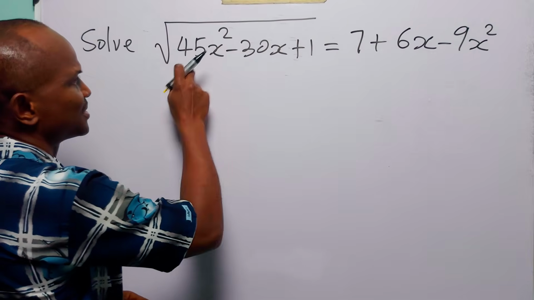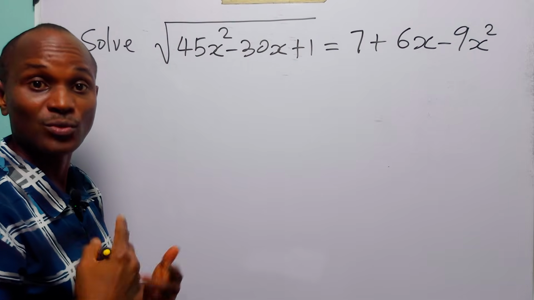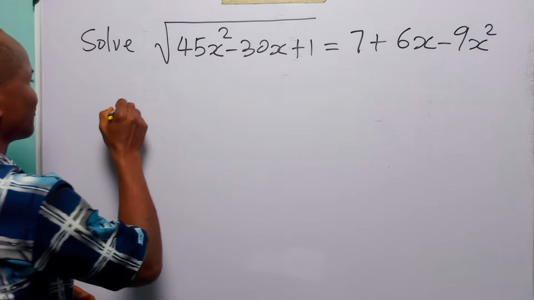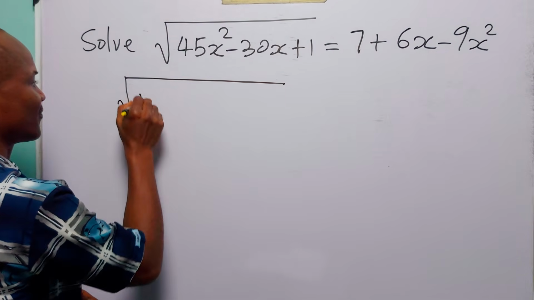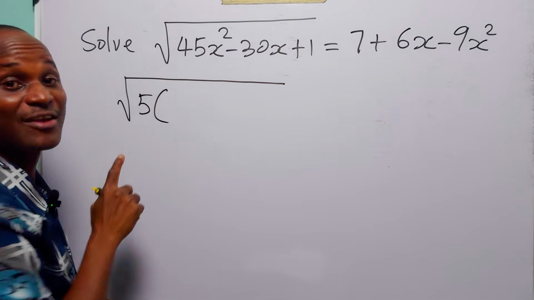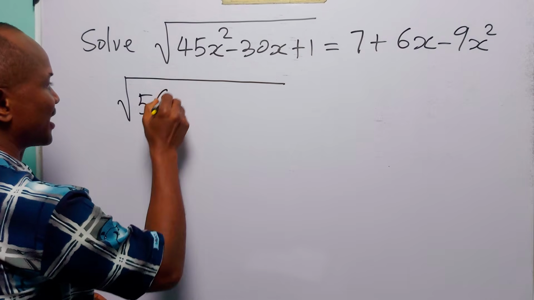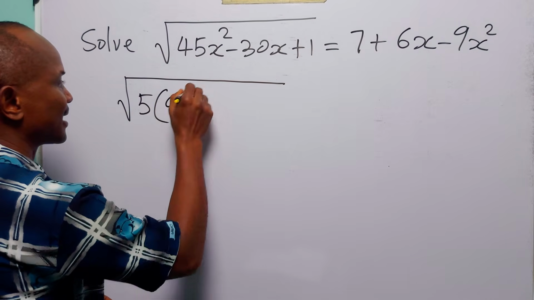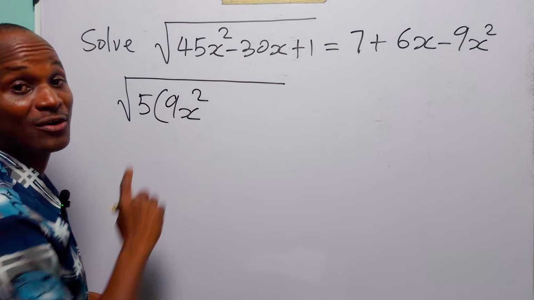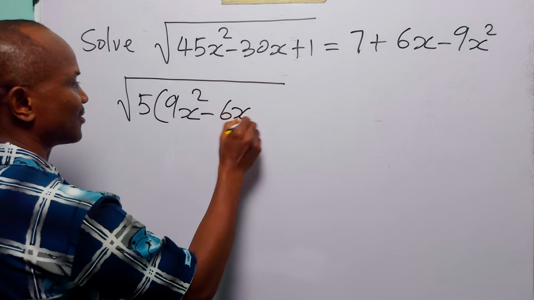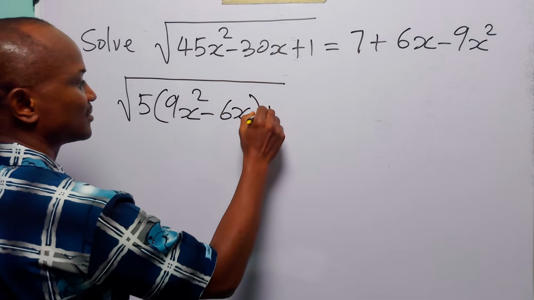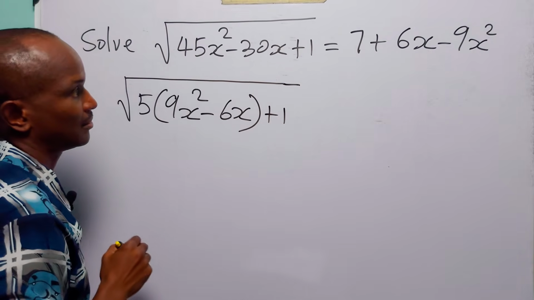Now, there's a very easy way of solving this equation. When you look at these two terms, you're going to see a common factor, which is 5. So we can factorize. Under the square root, we have 5 into 45x squared divided by 5 is going to give us 9x squared. And minus 30x divided by 5 is going to give us minus 6x. Then we still have plus 1.